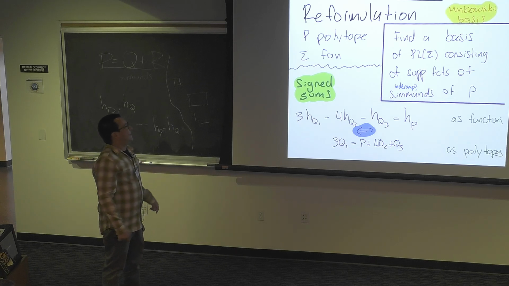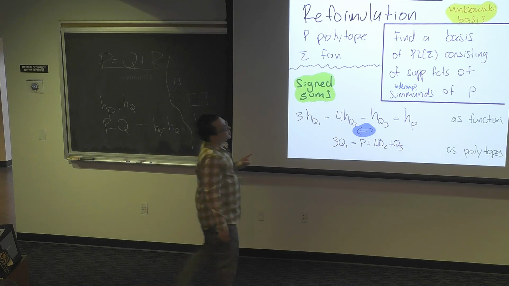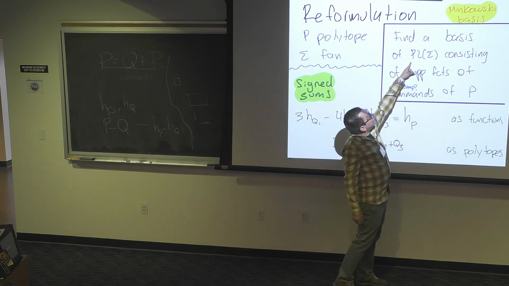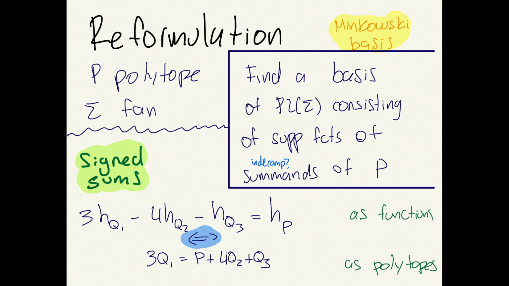Now, algebraically, what do I want? I have the piecewise linear functions of sigma, which is a vector space, and I want a basis of that. Abstractly, I'm only requiring them to be piecewise linear, but in order for this to have something to do with polytopes, I want my basis to be support functions of summands of P. So I want a basis, but the functions have to come from polytopes. Hopefully, my basis is full of indecomposable polytopes.